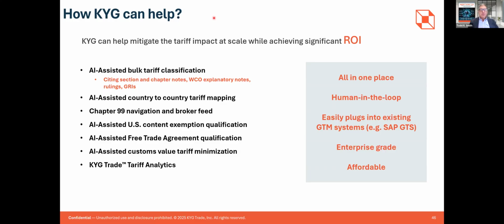And looking at other different valuation engineering capabilities to lower the rate of duty along with the tariff analytics. So it's cool because you could do all this in one single window, one place. We have the workflow and the rules and the configurations for the human in the loop with the audit trails, plug and play, pretty quick to onboard and get up and running, enterprise grade, and I would argue affordable. So that's all I had to say.